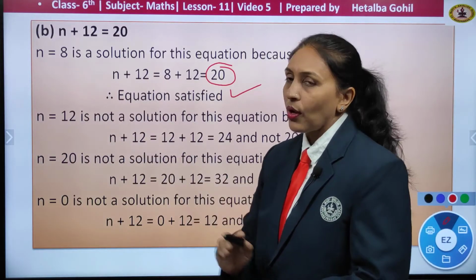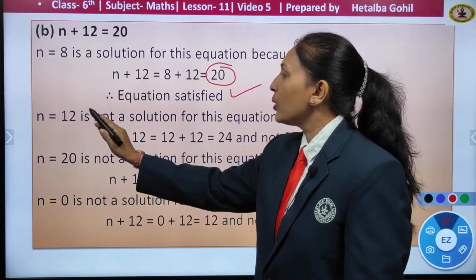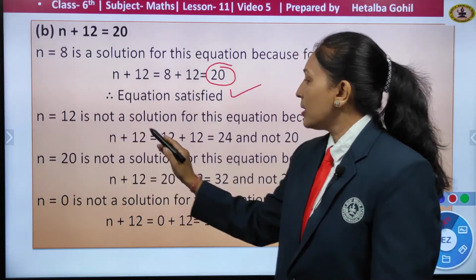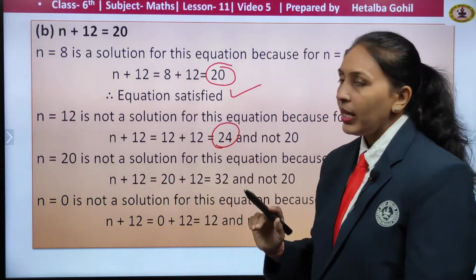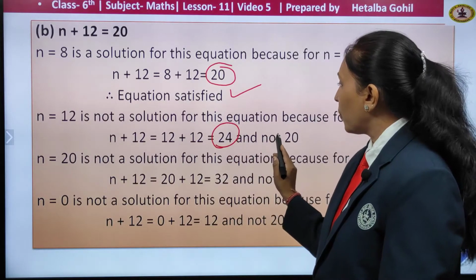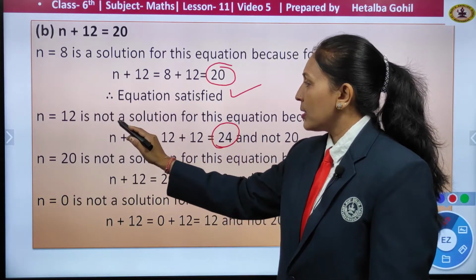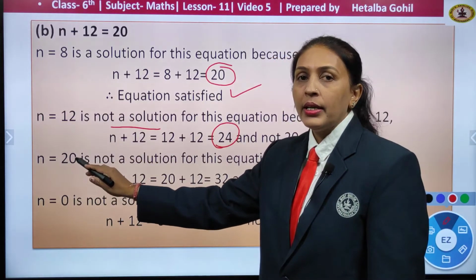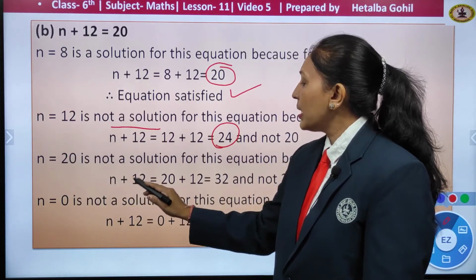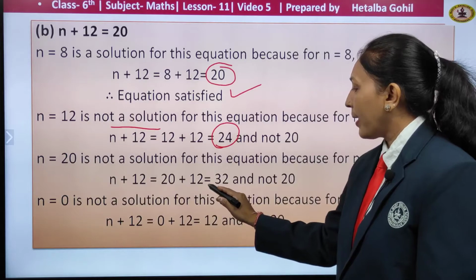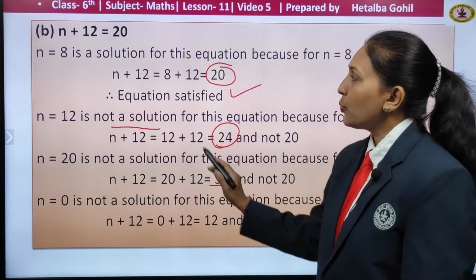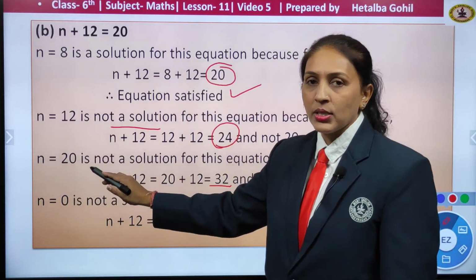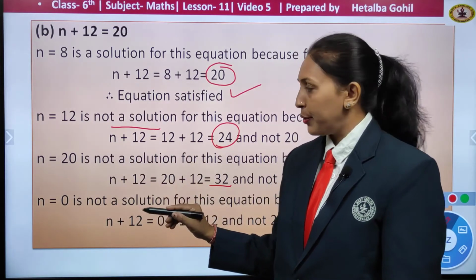But still children, we have to solve the remaining values also. N equal to 12, putting the value of n in the equation, n plus 12, so n is 12 plus 12, which is equal to 24. 24 is not equal to 20, so n equal to 12 is not a solution. N equal to 20, putting the value of n equal to 20 in the equation, n plus 12, that is 20 plus 12, I get 32, where 32 and 20 both are not equal, hence n equal to 20 is not a solution of the given equation here.